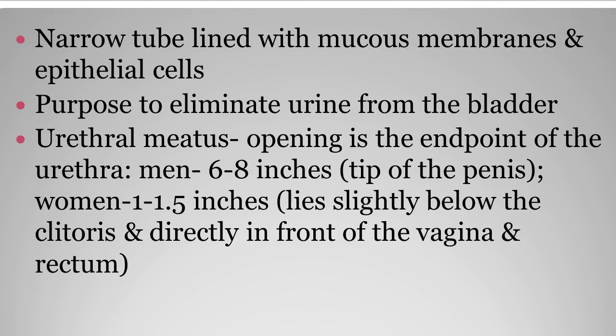And then, of course, lastly, the urethra, which is a narrow tube lined with mucous membranes and epithelial cells, and its purpose is to eliminate urine from the bladder. The urethral meatus is an opening at the end point of the urethra. In men, it's about 6 to 8 inches to the tip of the penis. In women, it's much shorter, only about 1 to 1.5 inches. It lies slightly below the clitoris and directly in front of the vagina and rectum. You can see that this anatomy is significantly important because this is why women are so prone to urinary tract infections.